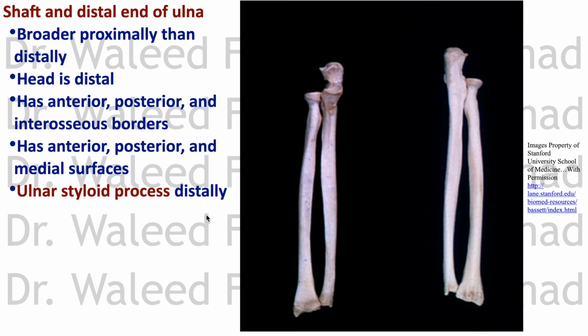Shaft and distal end of ulna. The ulna is broader proximally. It's the opposite of the radius, and the head is distal. It has anterior, posterior and interosseous borders, and anterior, posterior, and medial surfaces, and also an ulnar styloid process at the distal end. You can see it here. Okay, so this is the head of ulna, and this is the head of radius.